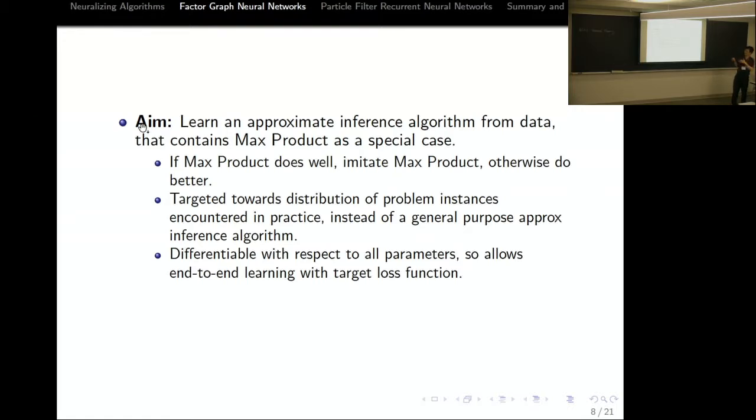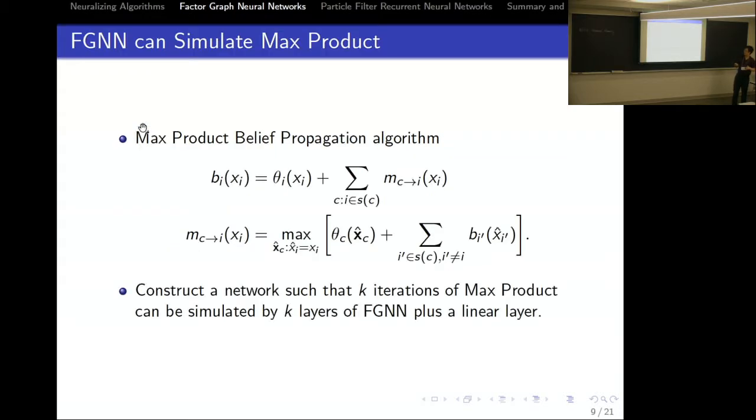And the way we'll do it, we try to make it differentiable with respect to all the parameters, so then we can do end-to-end learning with the target loss function. So that's the aim. Very quickly, to let you see what max product looks like, the only thing I want you to see here is that it's a bunch of sums and max. That's all it is. And if it's a bunch of sums and max, then we can parameterize a neural network circuit, or a neural network computational graph, that can do this type of sums and max. That's all we need to do.